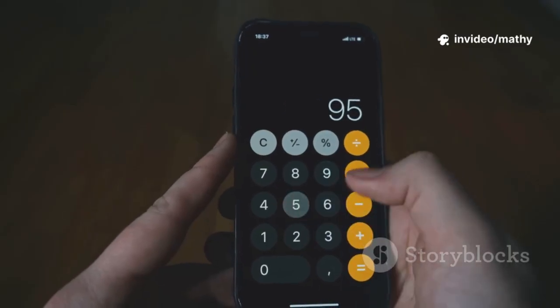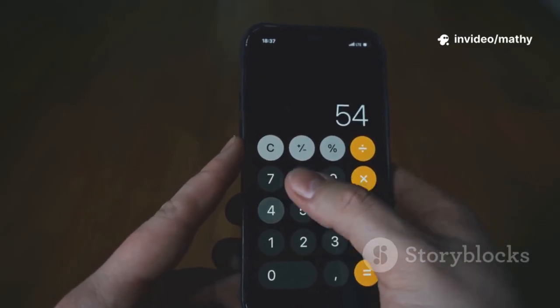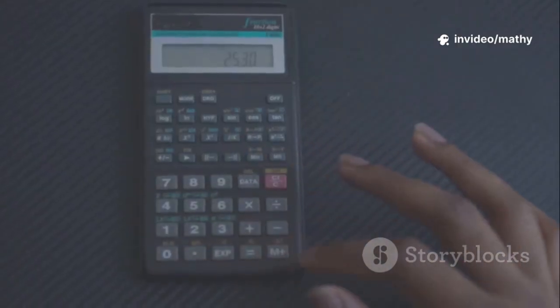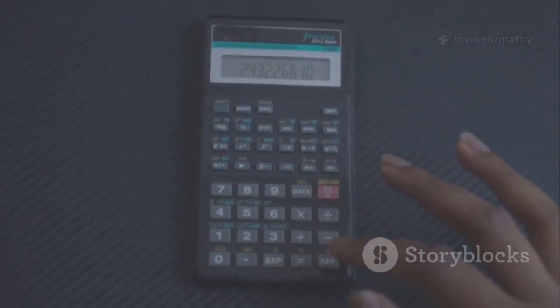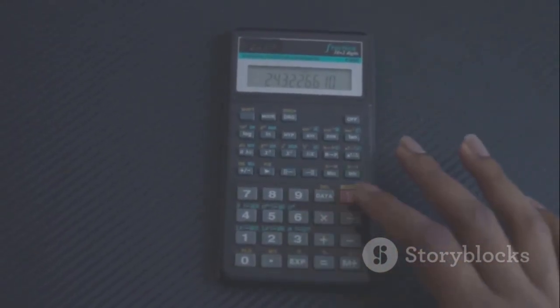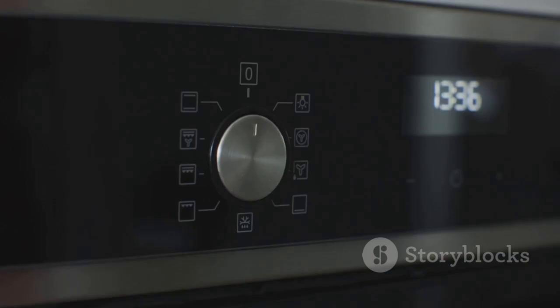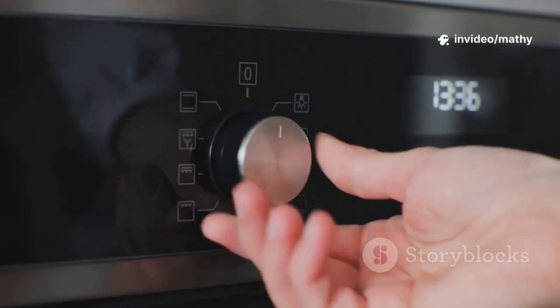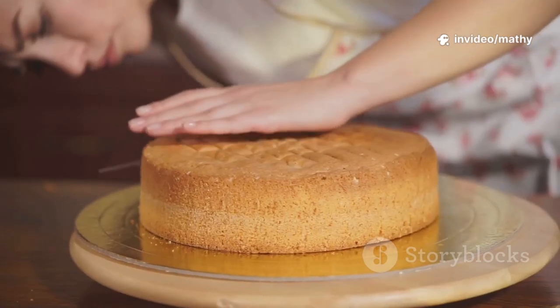Multiply 1.8 times 180 equals 324. Add 32, 324 plus 32 equals 356. Set your oven to 356 degrees Fahrenheit. Math just saved your cake.